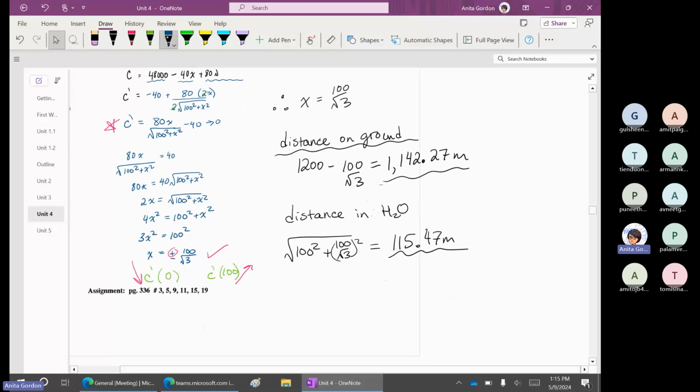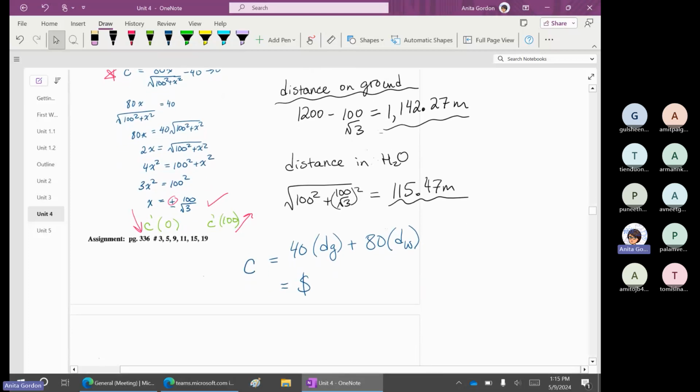However, I haven't fully answered the question yet. What is C? $40 times the distance on the ground plus 80 times the distance in the water. I'll let you do that one. It's going to be a big number.